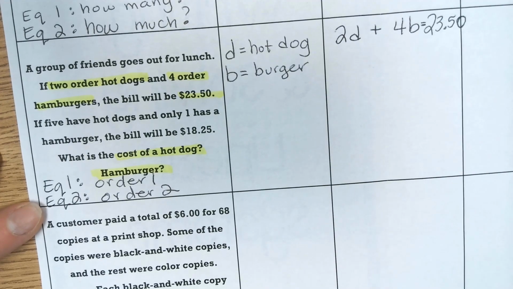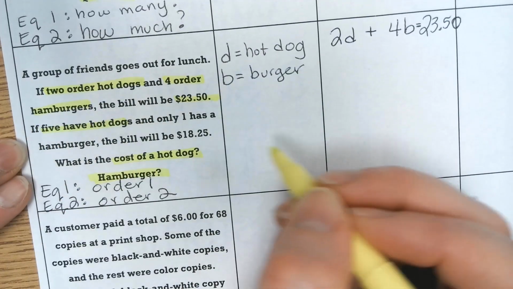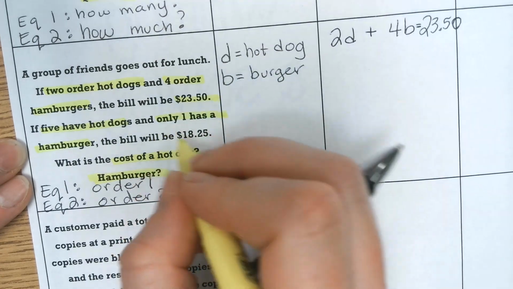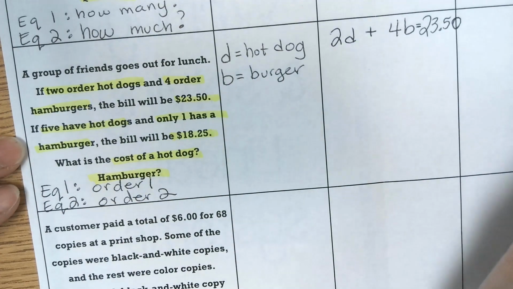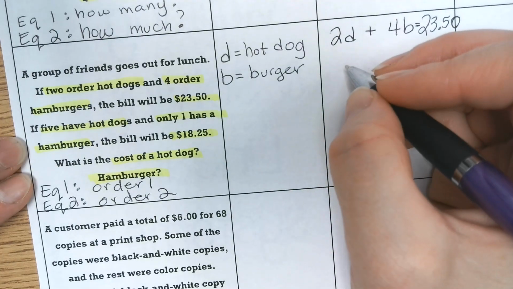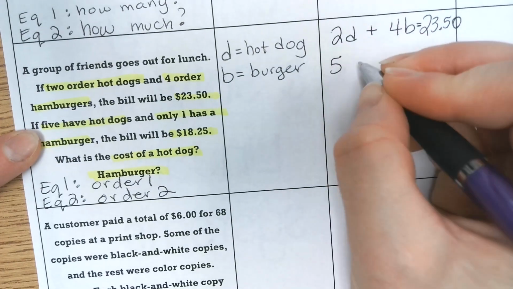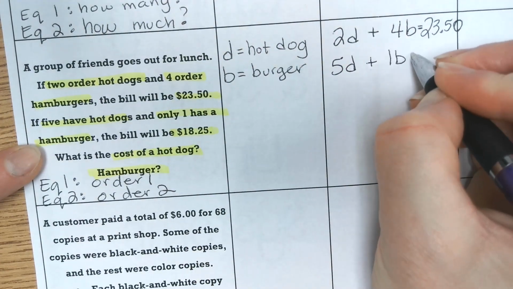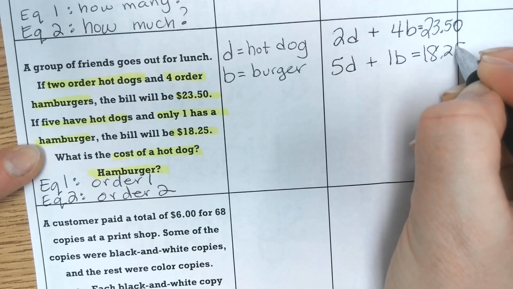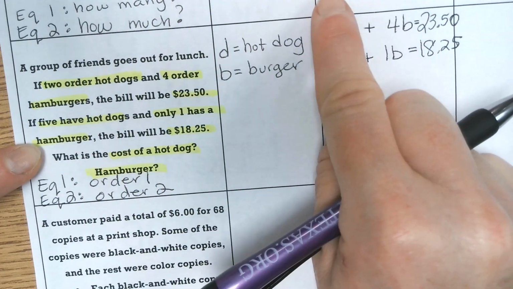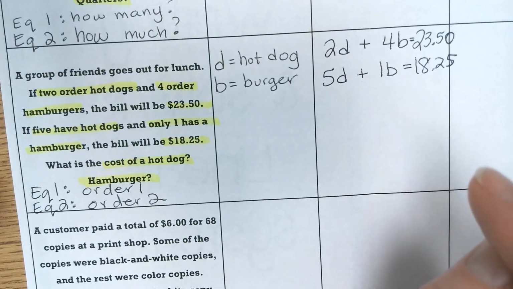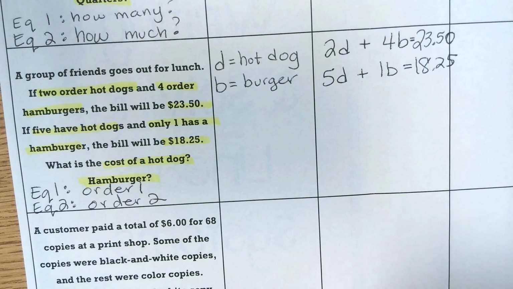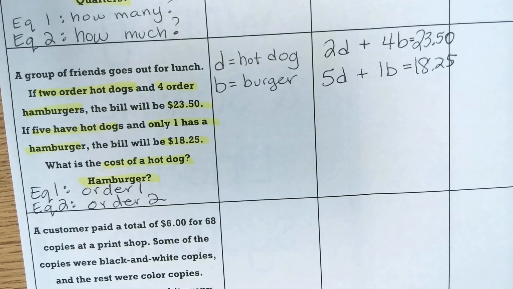So we'll highlight that next sentence. So 5 hot dogs, 1 hamburger. The bill is $18.25. So let's see. 5 hot dogs. So 5 dogs plus 1 burger equals $18.25. And it worked out where our variables were already lined up in the word problem, so it worked out pretty good. All right, and we're done. We're just writing the equations.